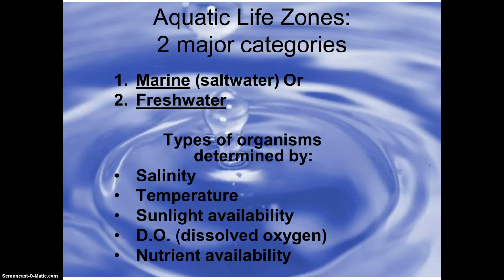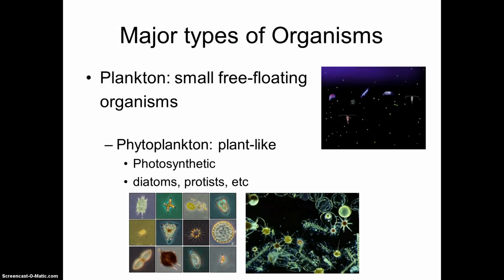The first thing we need to look at are the aquatic life zones, and we actually looked at these a little bit when we looked at biomes, but I wanted to review them for you. So first off, when we look at water, we're going to split it into two categories, marine or saltwater and freshwater. And the kind of organisms that can live in different locations is going to be determined by their tolerance to salinity, temperature, how much sunlight they need, the amount of dissolved oxygen in the water, and the nutrients available to them.